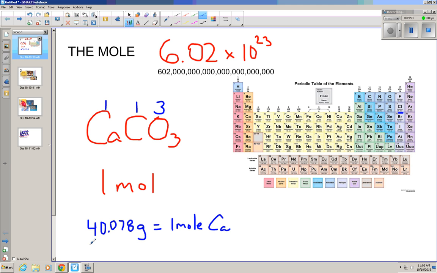And 40.078, how heavy is that? How heavy is a mole of calcium? Well, I know that 1 pound is about 454 grams, about. All right, so 40.07, this is going to go in here. A mole of calcium is not going to weigh a whole lot. It's going to be a fraction of a pound, but it's still going to be something you can kind of put in your hand and know that it's there.